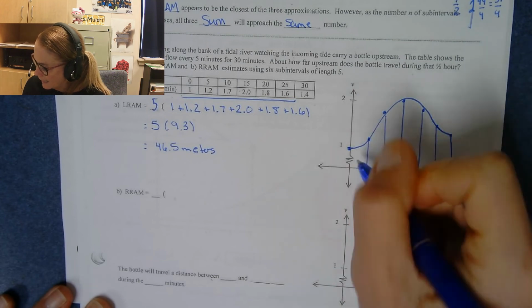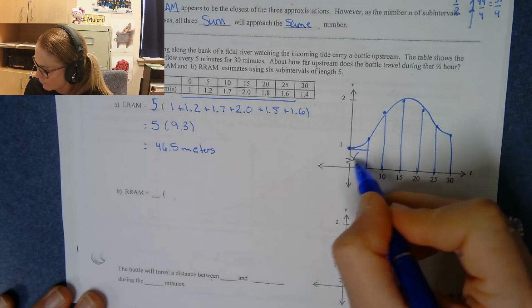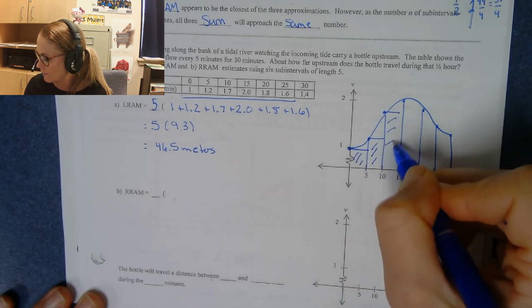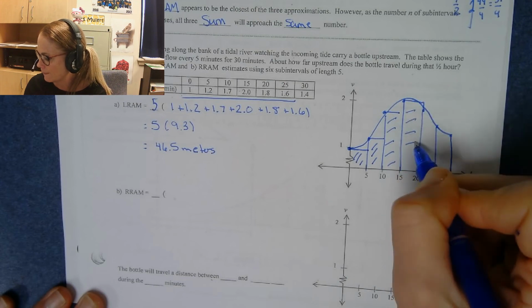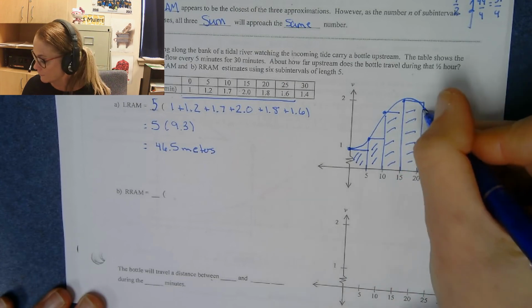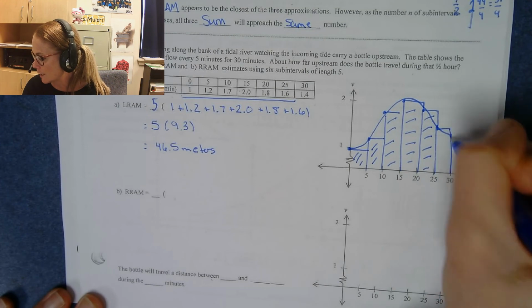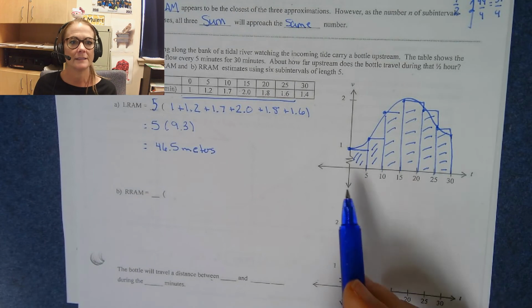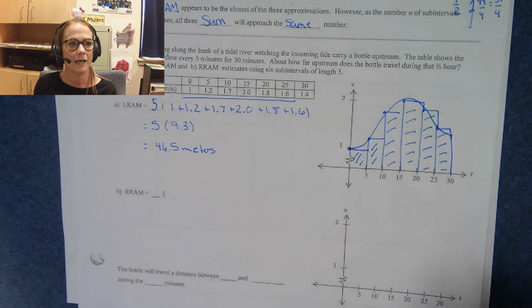All right, and we're going to start at the left for the LRAM and go over, complete the rectangle. Complete the rectangle. Complete the rectangle. So some of these are inscribed and some of them are circumscribed. Just depends on the function, increase, decrease, concavity, that kind of stuff. All right, so not a bad fit. Looks all right. So there's your LRAM.